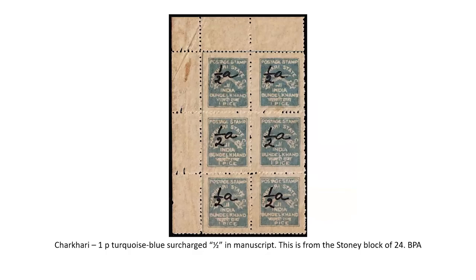Now we come to Charkhari. There was a shortage of the half anna stamps. At one point, it was suggested to surcharge them in manuscript, but only one sheet was done so, and it was never issued. So it's an essay status.